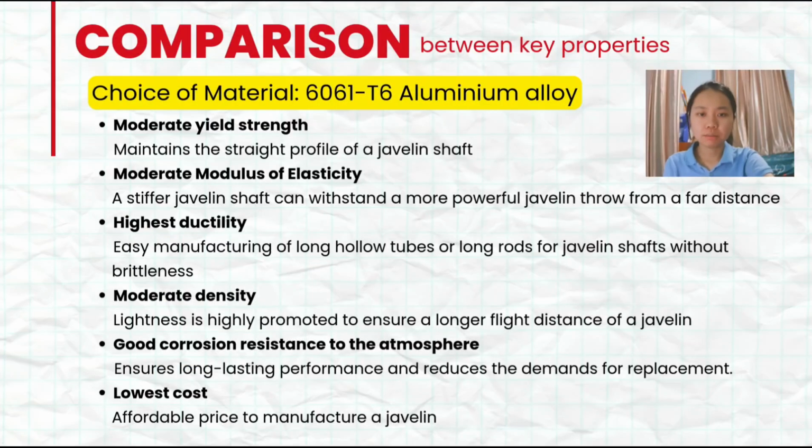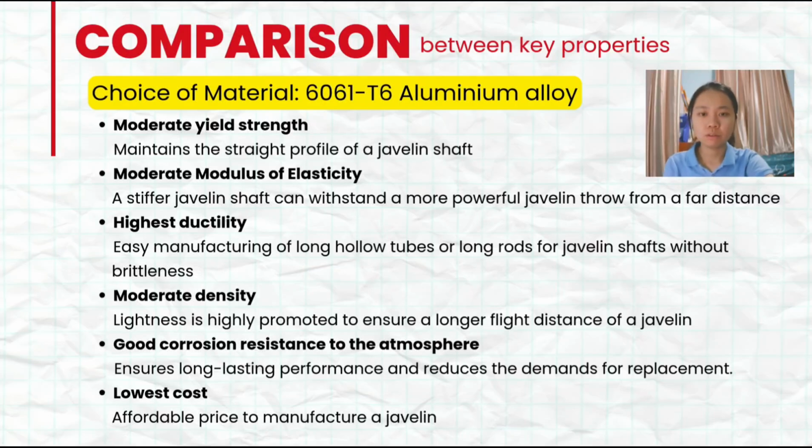After doing the comparison between key properties for the previously mentioned candidate materials, we can say that the final choice of material that is more suitable to make a javelin shaft is 6061-T6 aluminum alloy. This material has a moderate yield strength, which makes it suitable in maintaining the straight profile of a javelin shaft. This material also has a moderate modulus of elasticity.